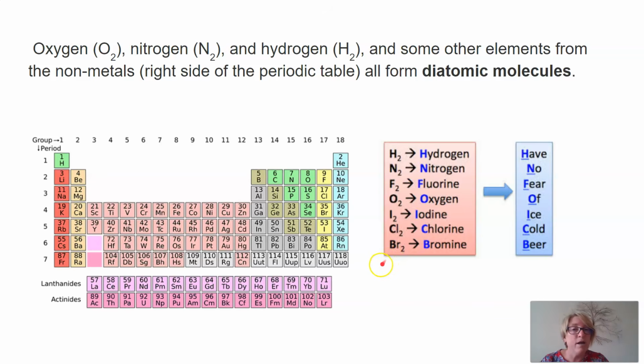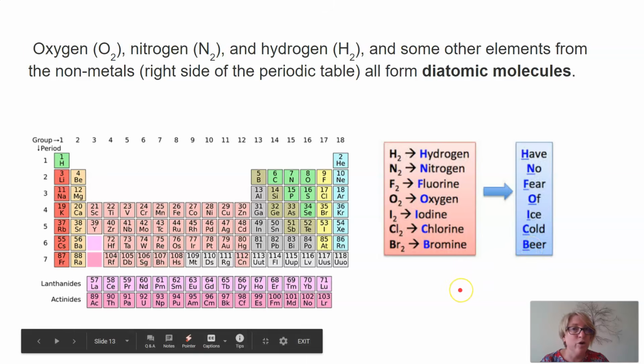And a really good way to remember which molecules are diatomic is the little saying, Have No Fear Of Ice Cold Beer. So H in Have is hydrogen, N in No is nitrogen, F in Fear is fluorine, O in Of is oxygen, I in Ice is iodine, C in Cold is chlorine, and B in Beer is bromine.